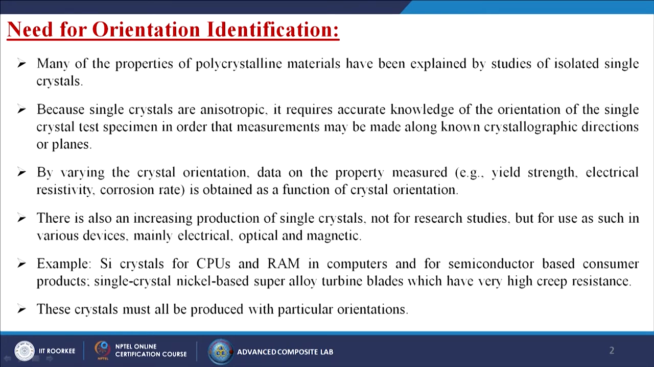There is also an increasing production of single crystals, not for research studies, but for use as such in various devices, mainly for electrical, optical, or magnetic applications. For example, silicon crystals for CPU and RAM in computers, which we use tremendously, and for semiconductor-based consumer products, and single crystal nickel-based superalloy turbine blades, which have very high creep resistance. These crystals must all be produced with particular orientations.